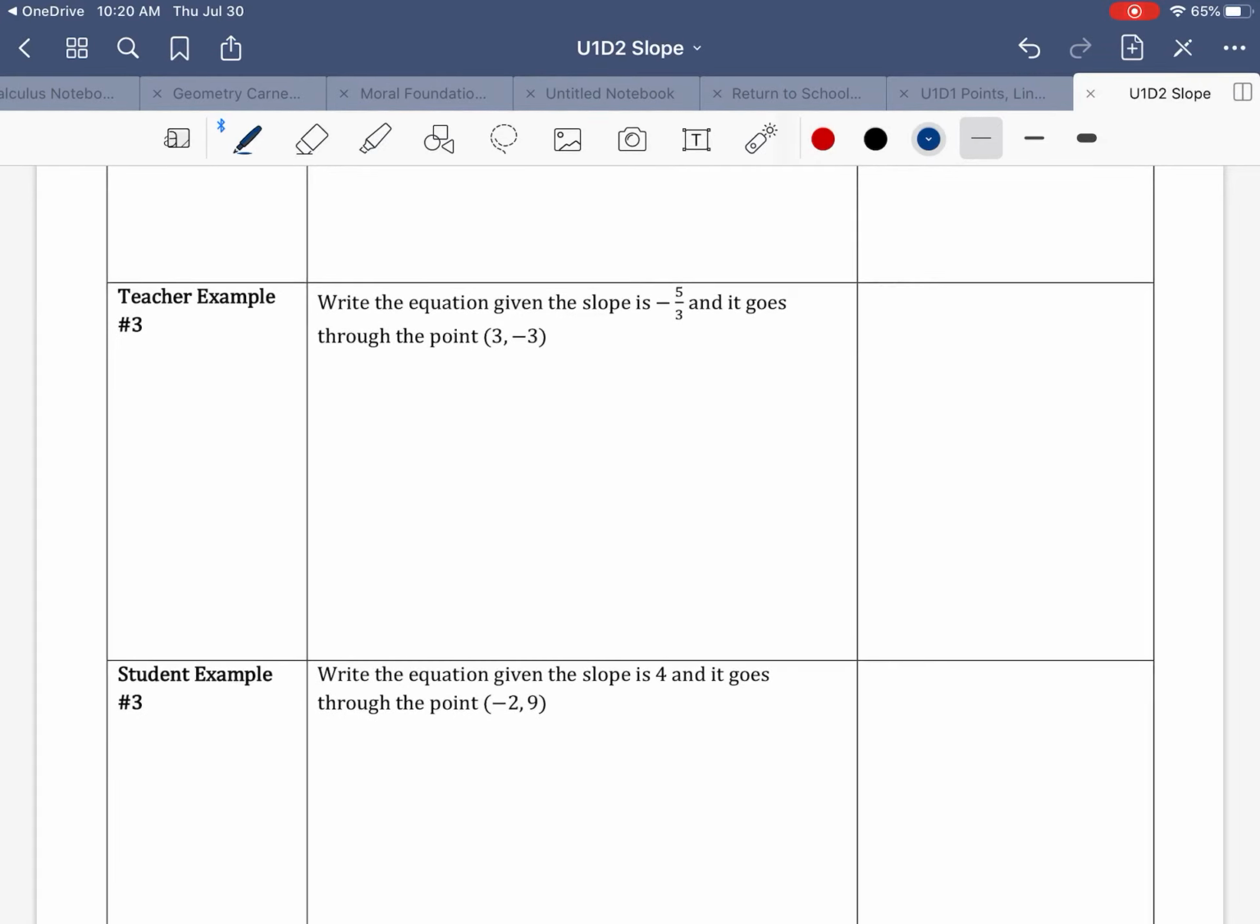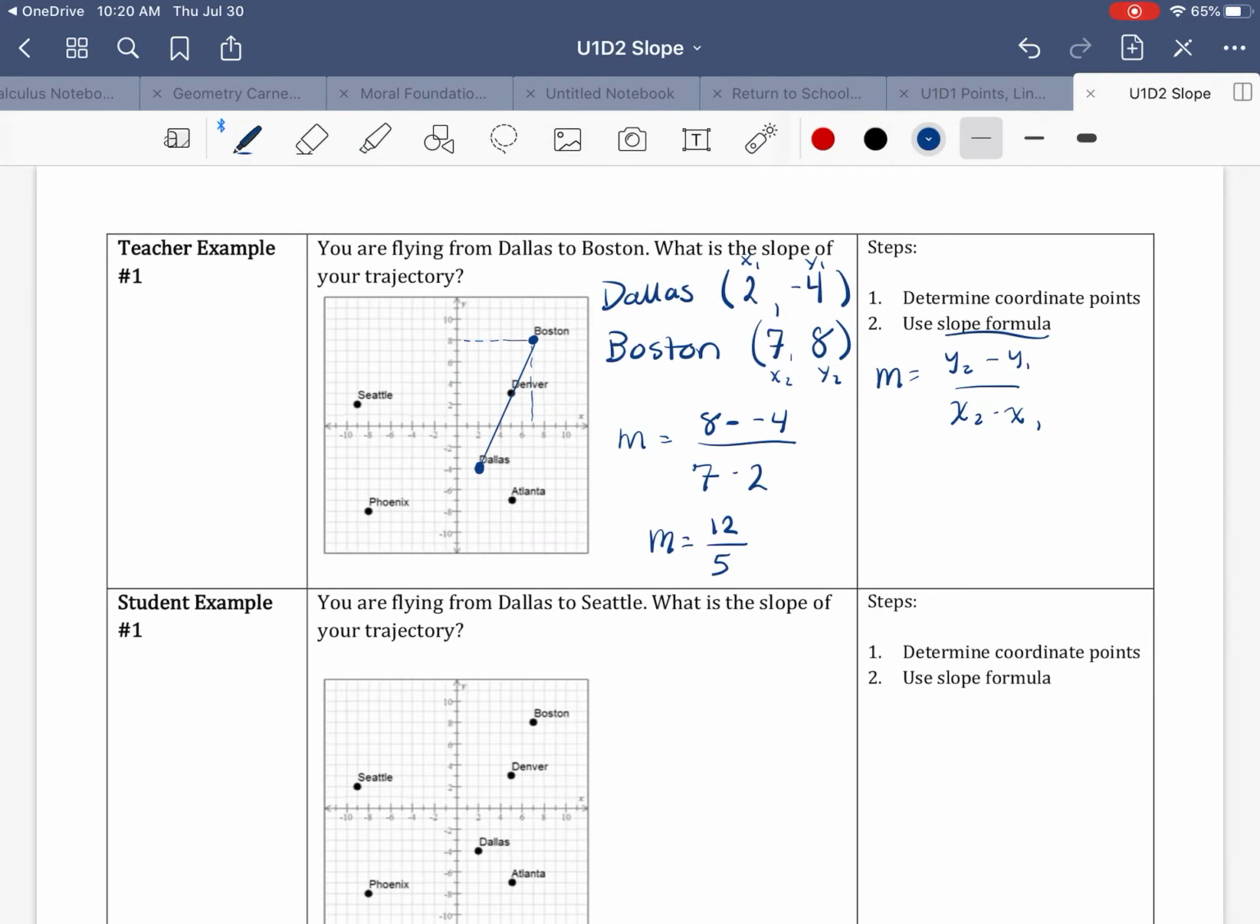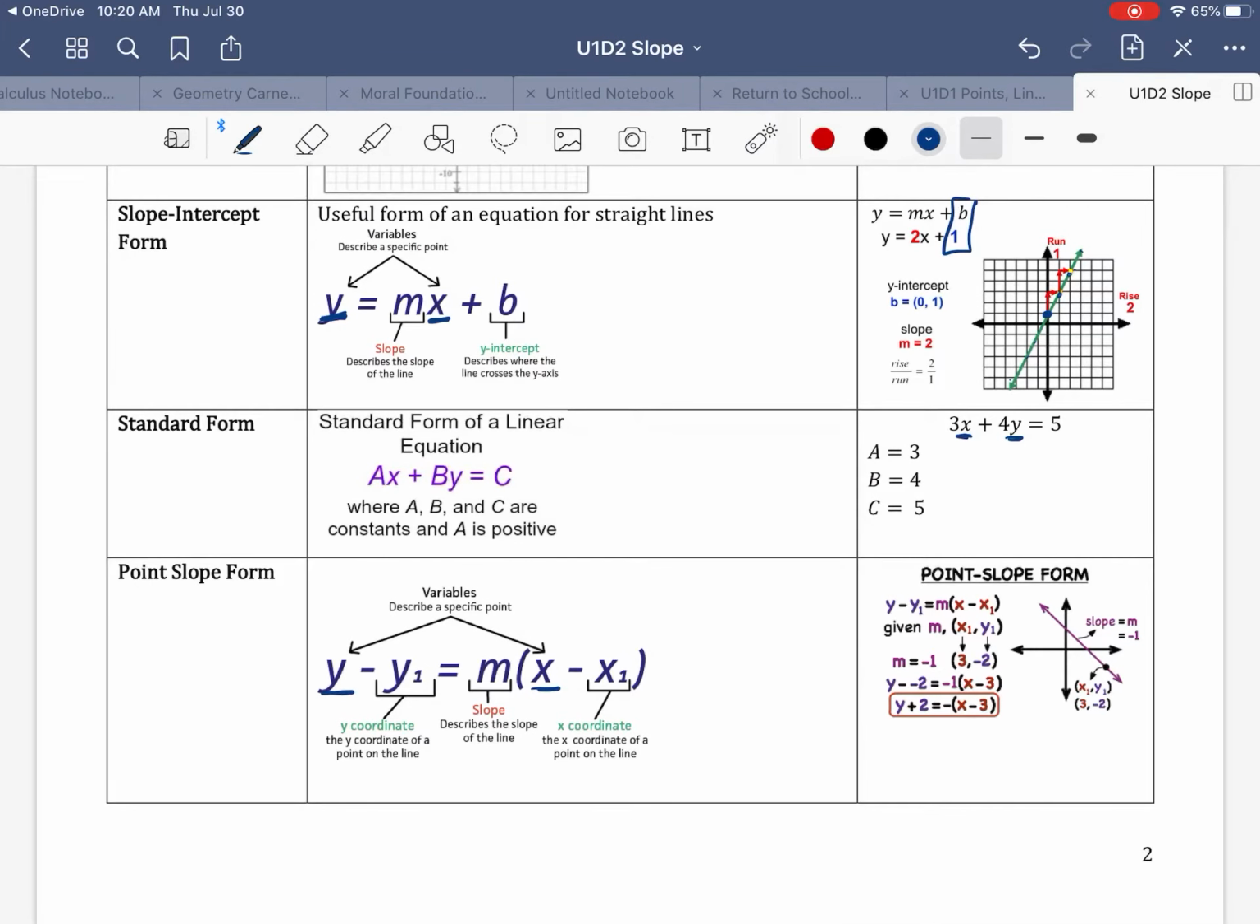Now let's take a look at this third teacher example. It says to write an equation given the slope is negative 5/3 and goes through the point 3, -3. If we see the information that's given to us, we have the slope and we have a point. If we look at our forms of equations, slope-intercept form is useful when we have slope and the y-intercept, but we're not given a y-intercept in this one.